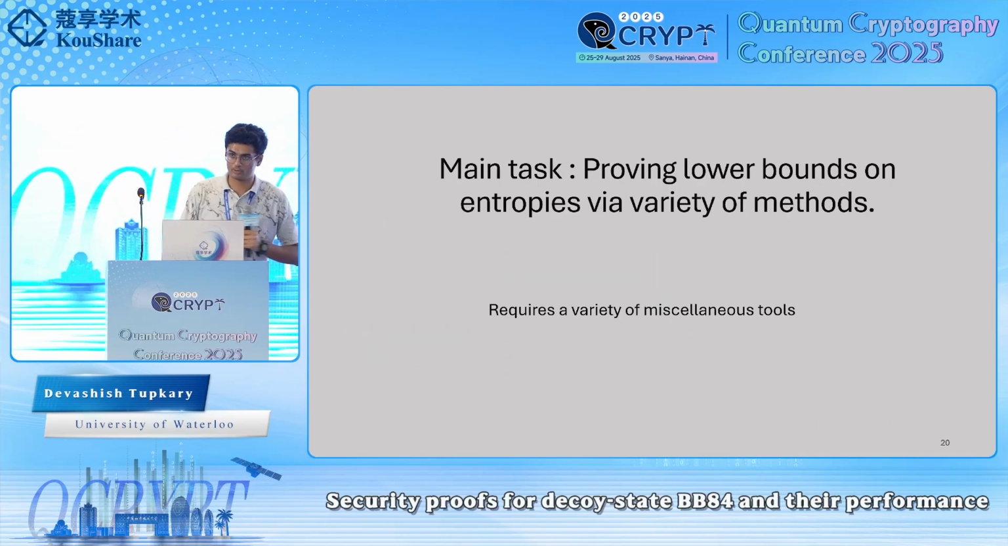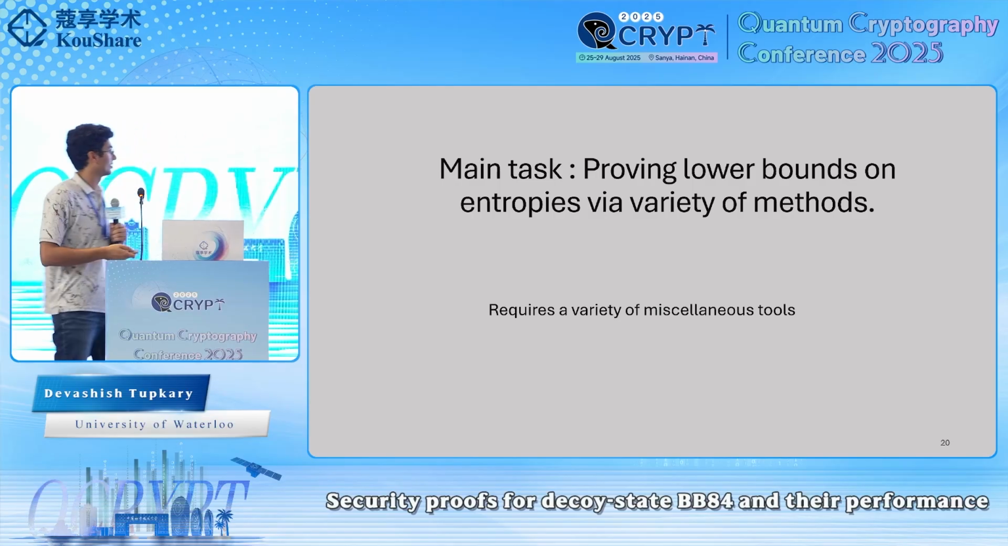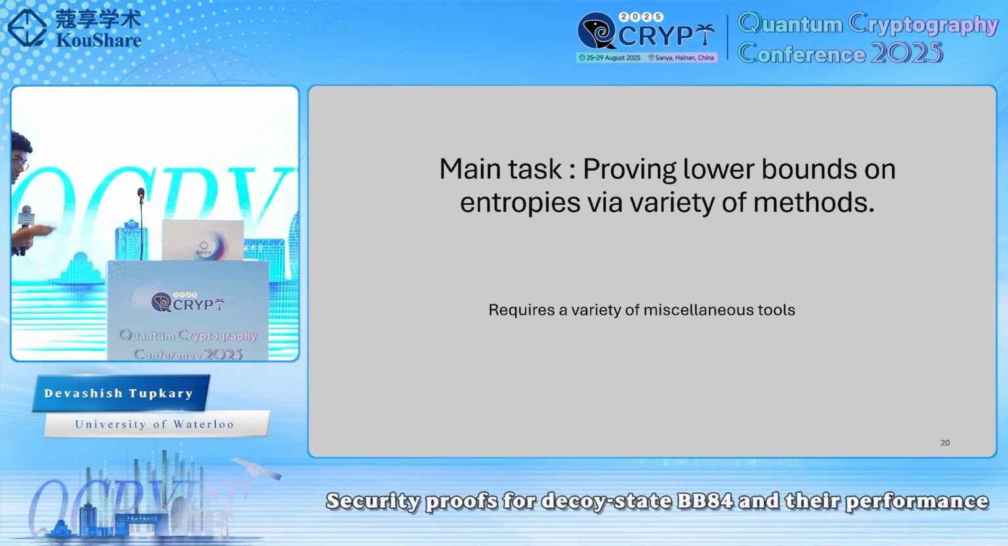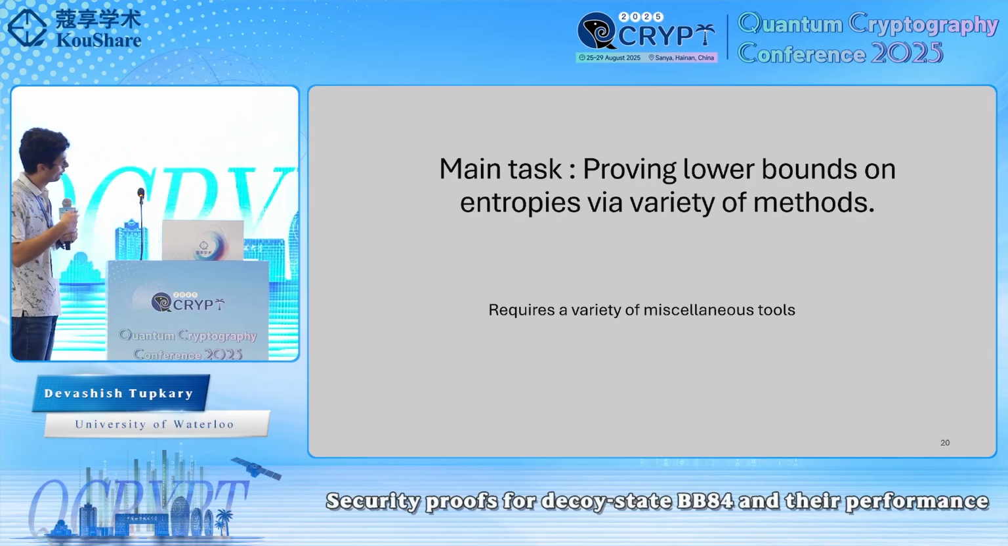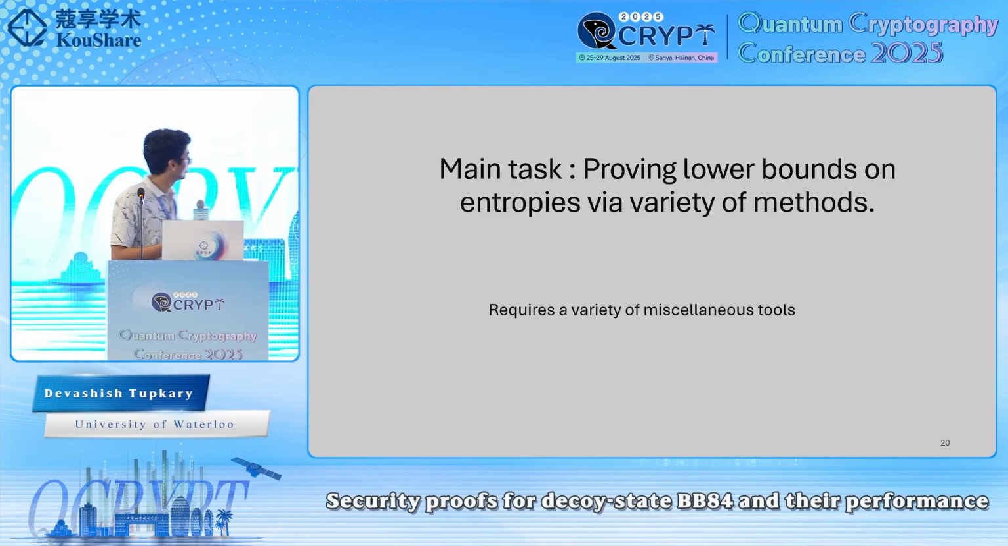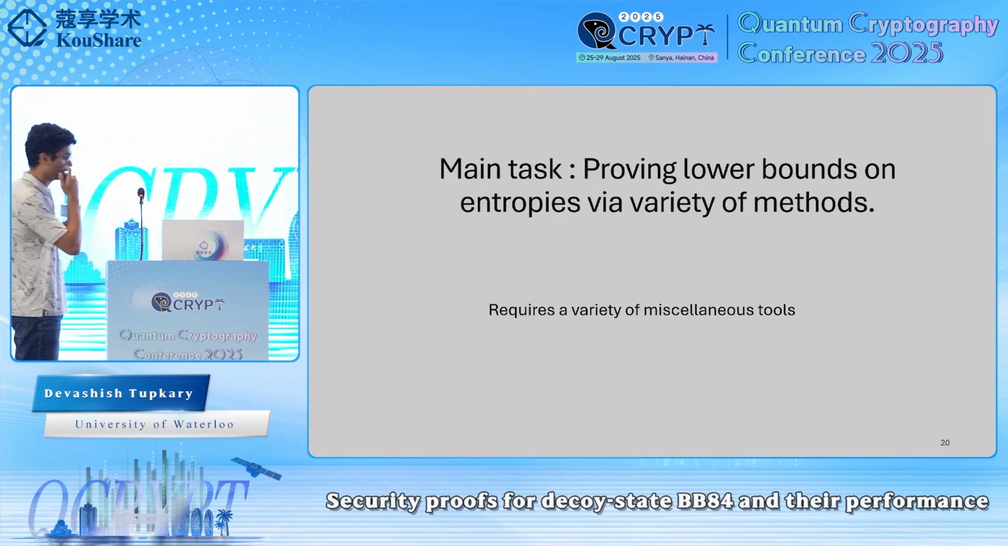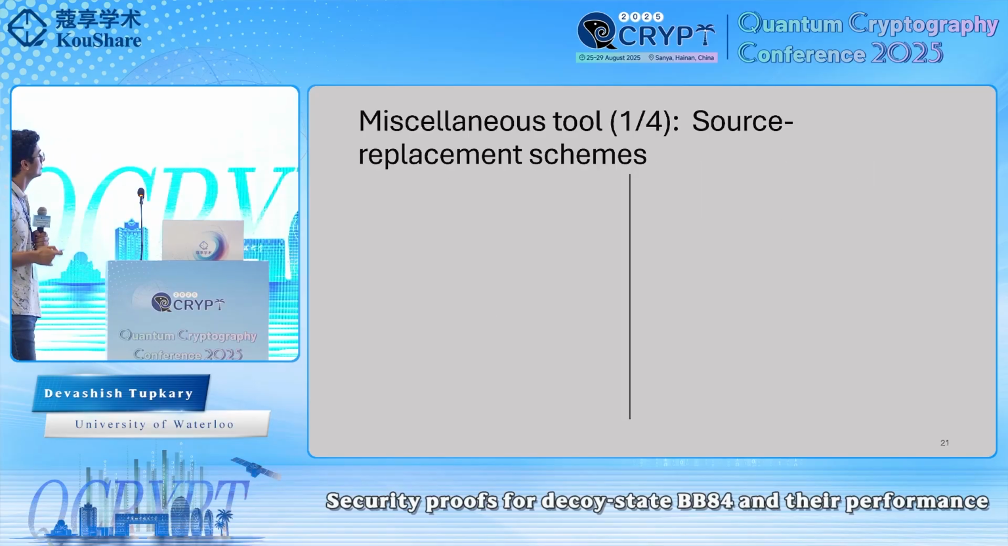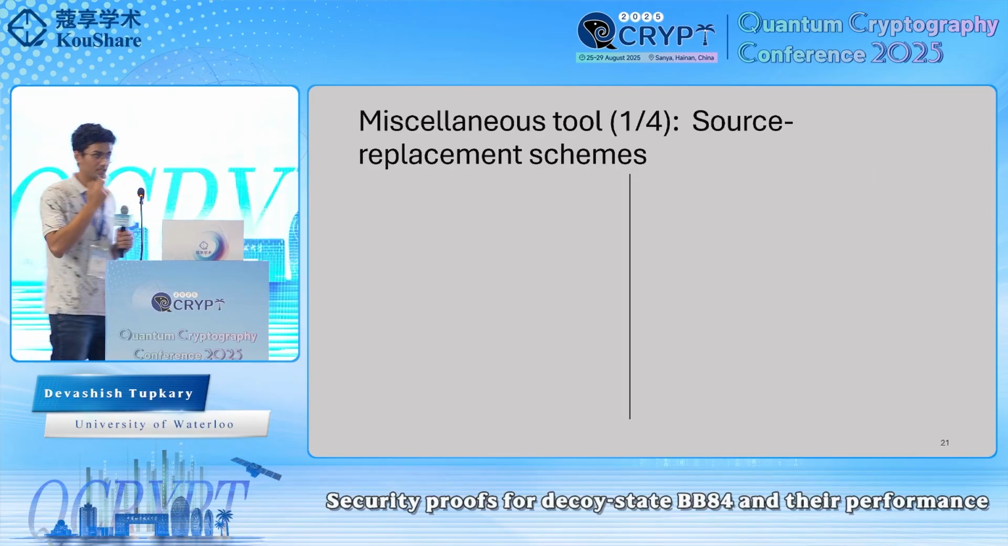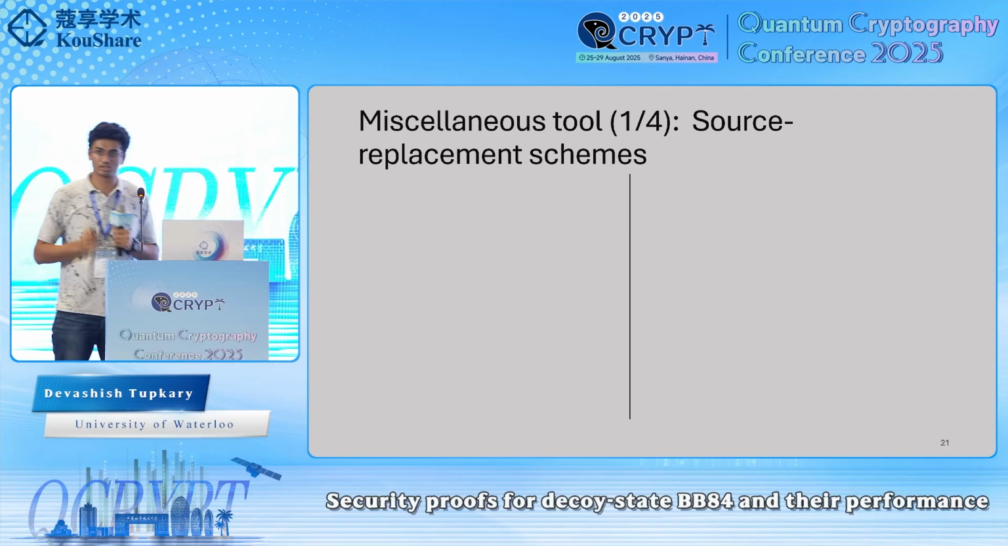Okay, so again, we want to prove lower bounds of entropies that show up in the leftover hashing lemma. We have a variety of methods to do it, but before we see those methods, we might want to take a look at some miscellaneous tools that we use in order to prove these bounds. Right, so the first thing, very standard in QKD, is source replacement schemes.